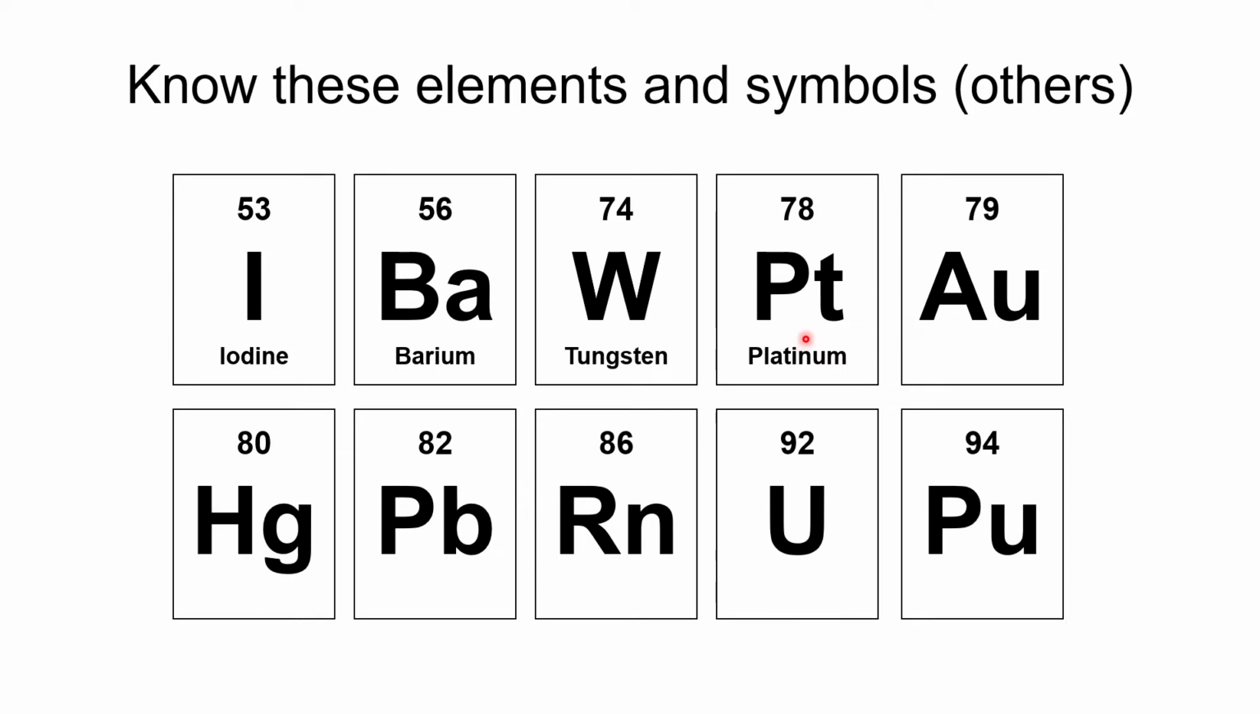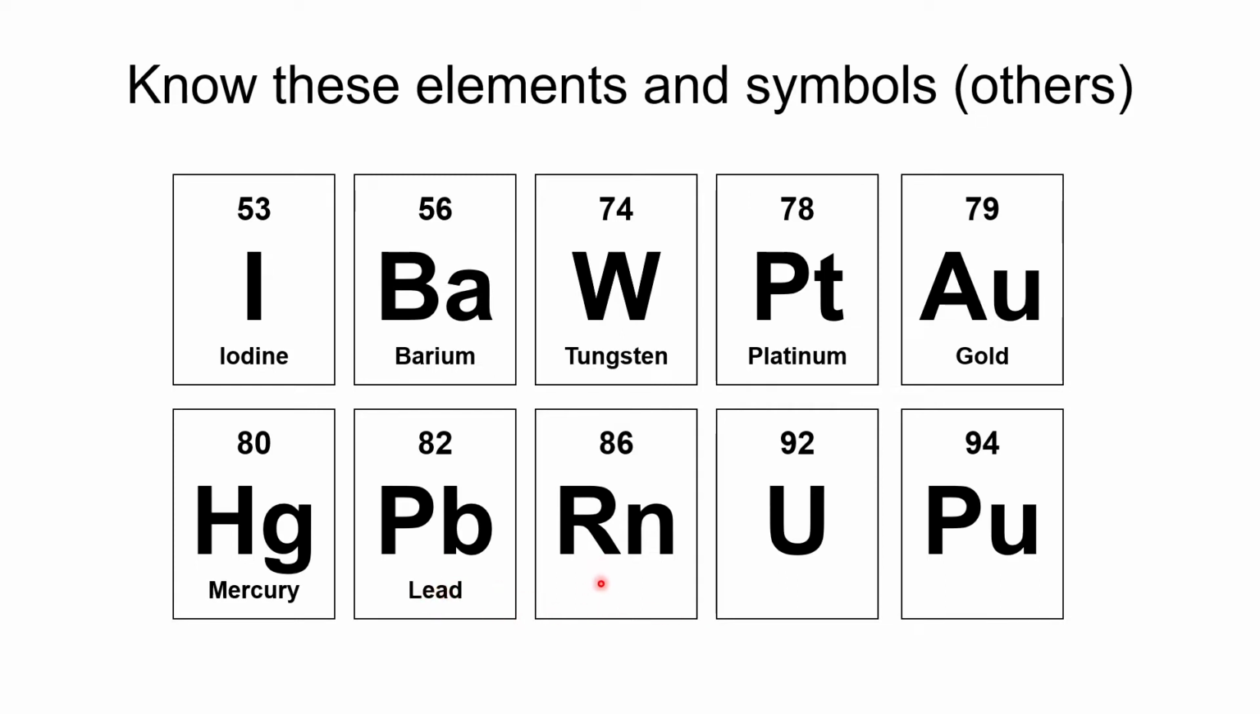Au, element 79, is another precious metal, gold. You probably knew that one. Hg is a heavy metal, quite poisonous. That is mercury. Pb, the Latin name is plumbum, but we call it lead in English, another heavy metal.